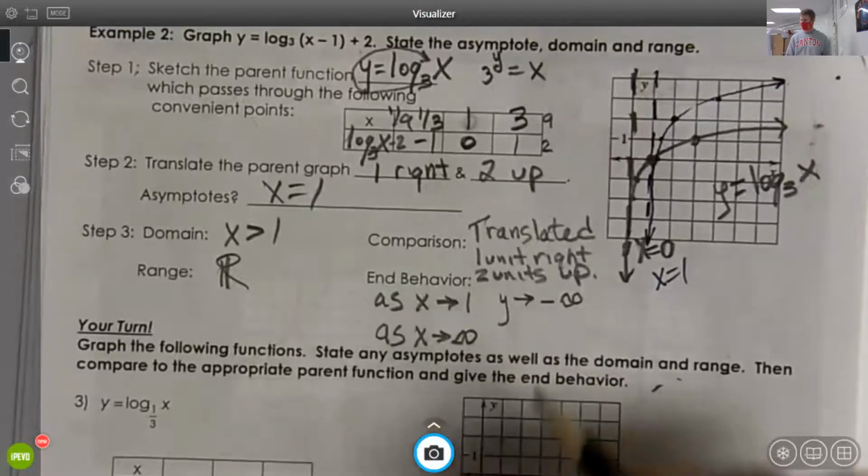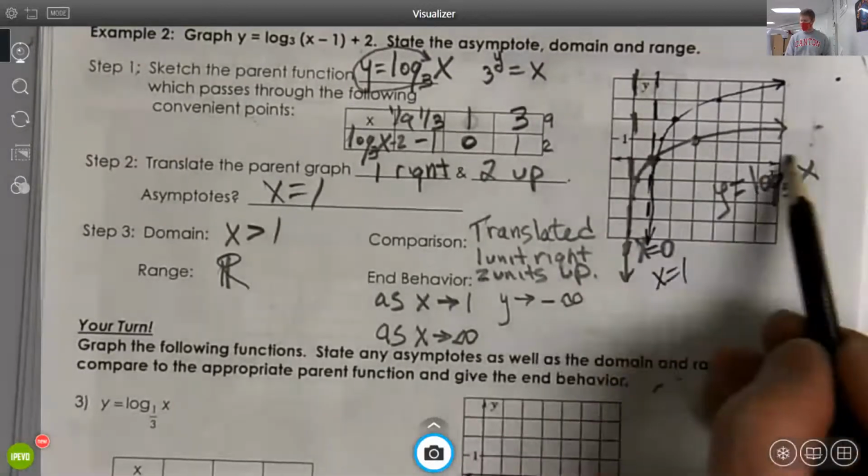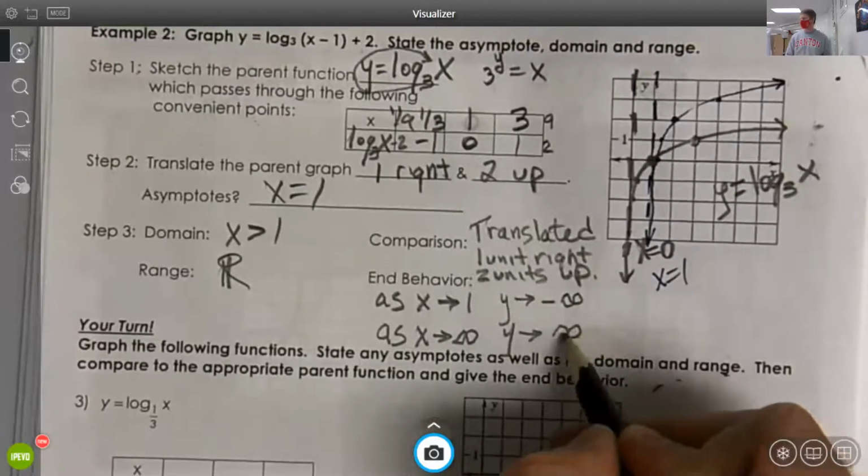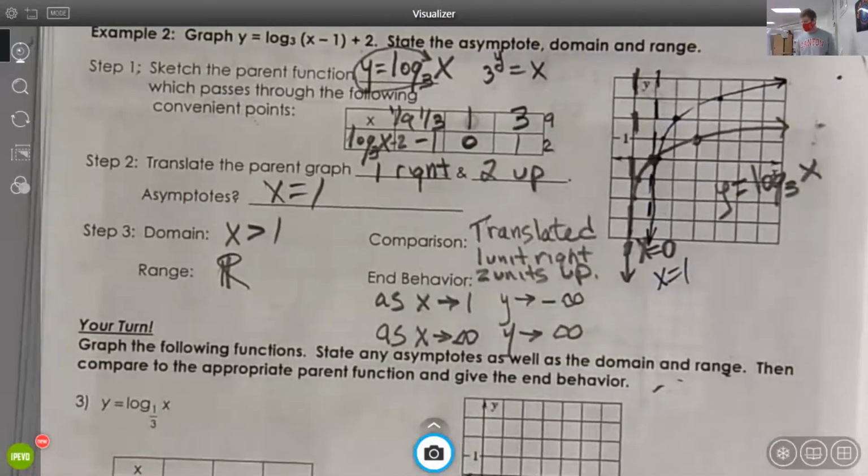And as we move the other direction, when x gets bigger, the y is slowly getting bigger. It will always get bigger. If you put in a bigger x, you'll get a bigger y.